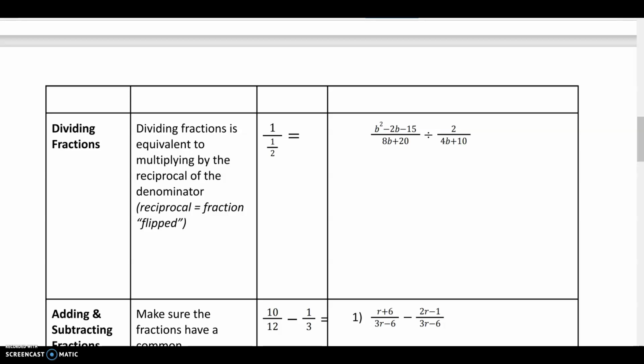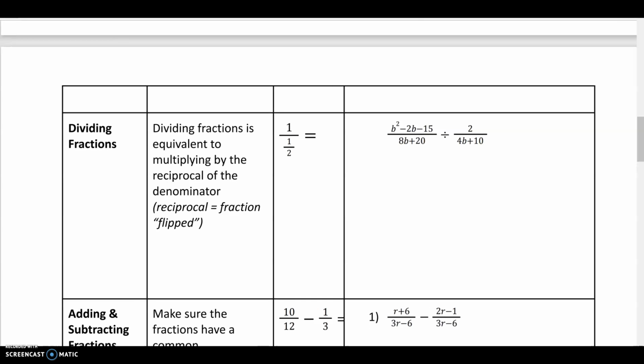So dividing is luckily very similar to multiplying. That's why I'm doing them together here. Okay, what you need to know is that when you divide fractions, it's equivalent to multiplying by the reciprocal of the denominator. If you've never heard the word reciprocal, it just means the fraction flipped. So let me give you an example of that. If you have the fraction 3/4, the reciprocal of 3/4 is 4/3.